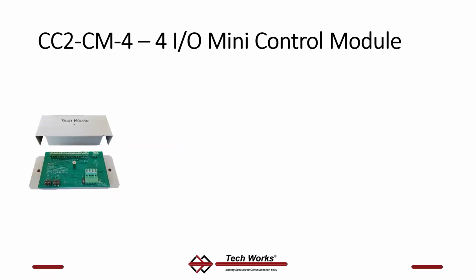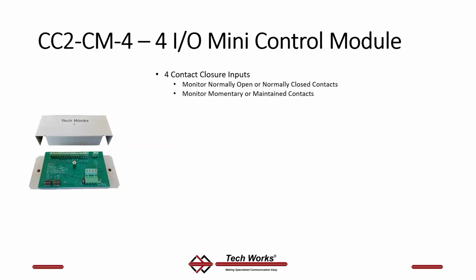Let's talk about the control module. This thing is probably the most overworked and misunderstood of our product line. It has 4 contact closure inputs right here across the top. These contact closures, again, depending on how you set the dip switches, can either be a normally open or a normally closed contact, and they can be either maintained or momentary contacts. What's that mean?